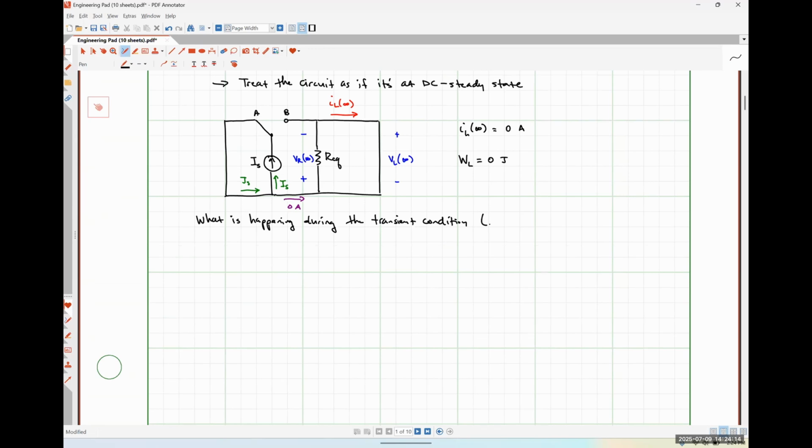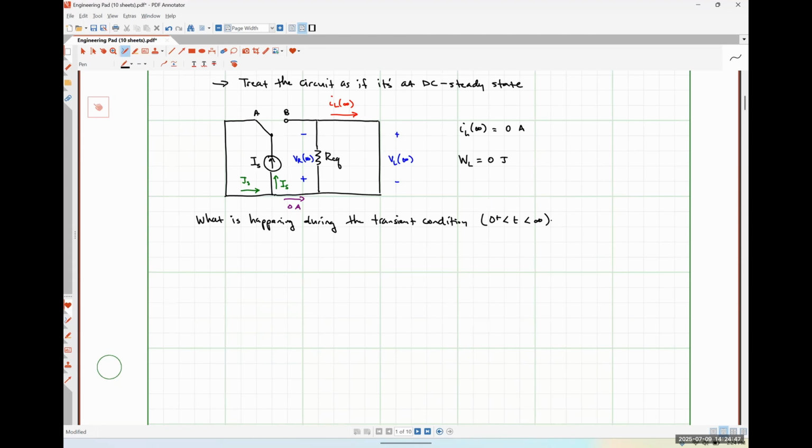So this would be for 0+ < t < infinity, okay? So we're going to figure out what happens over that whole range of time. Our circuit is undergoing a change, which means we cannot consider that our circuit is at DC steady state, okay? So we're going to have to treat our inductor as if it's actually behaving like an inductor.